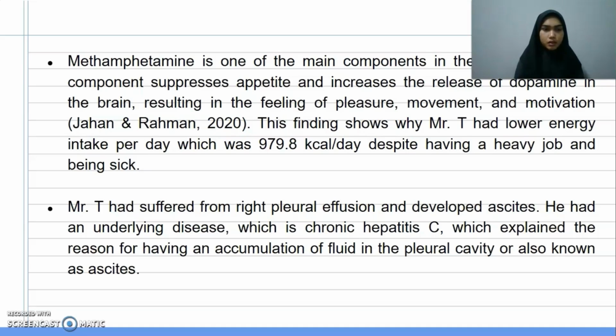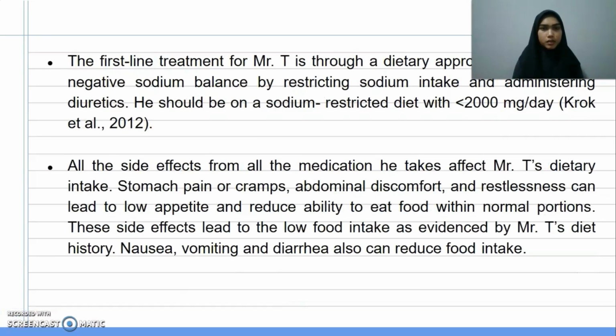sick. Mr. T also had suffered from right pleural effusion and developed ascites. He had an underlying disease which is chronic hepatitis C, which explains the reason for heavy and accumulation of fluid in the pleural cavity, or also known as ascites. The first-line treatment for Mr. T is through a dietary approach by creating a negative sodium balance by restricting sodium intake and administering diuretics. He should be on a sodium-restricted diet with less than 2,000 mg per day.